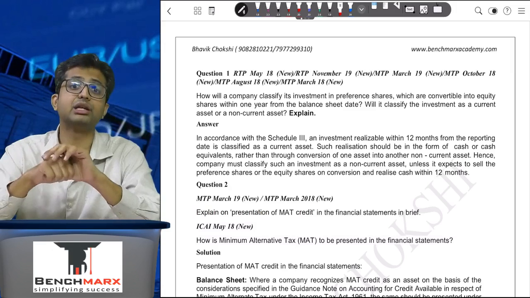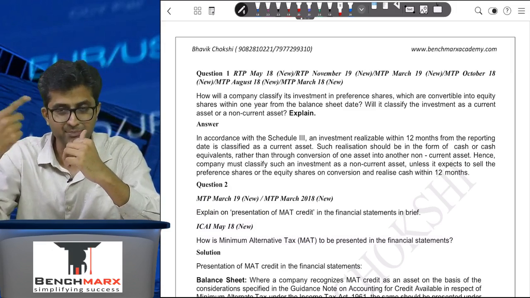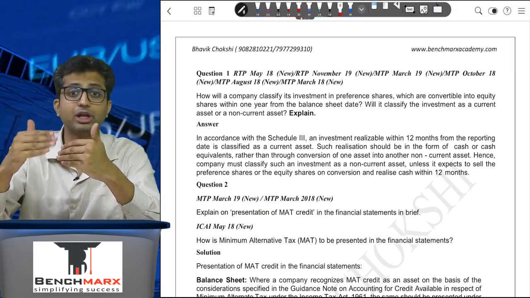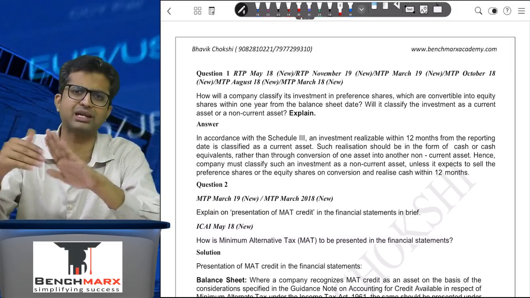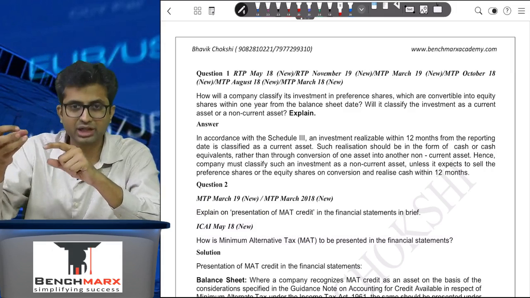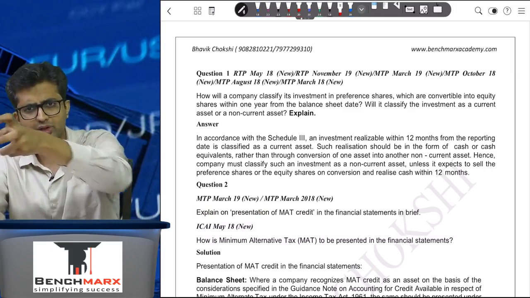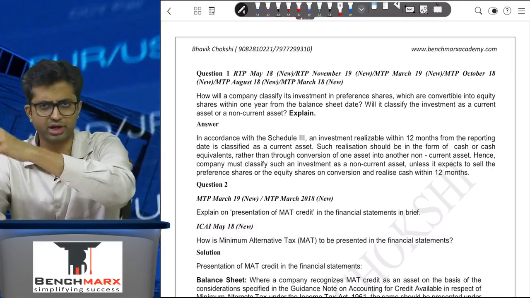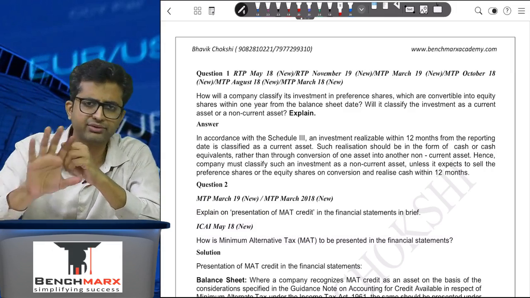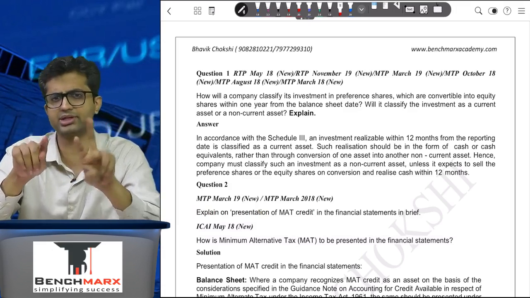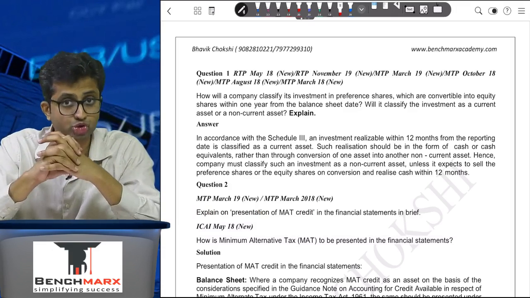Whenever the MAT credit is utilized, you will debit the provision for tax, because in the subsequent years it might happen that your income tax is 400 and your MAT is 200. Then ideally you have to pay 400, but you will say that I will utilize my MAT credit which was of 300 to the extent of 200, and hence your MAT credit will be reversed, your asset will be reversed, and correspondingly your provision for tax will also be reversed.